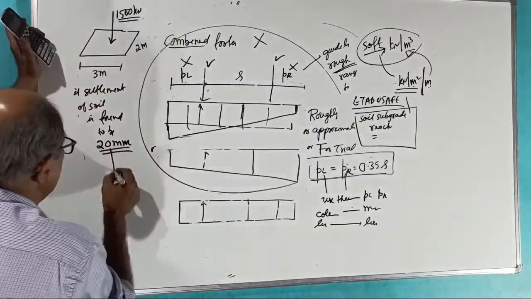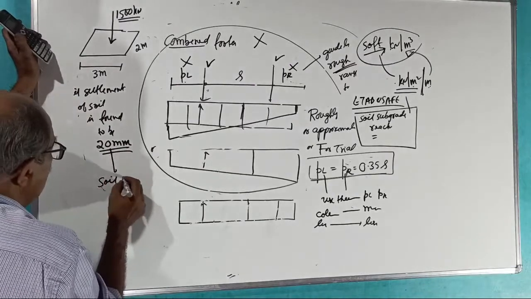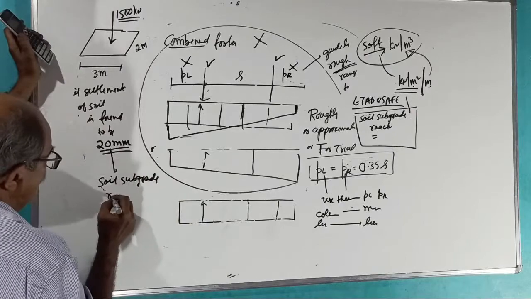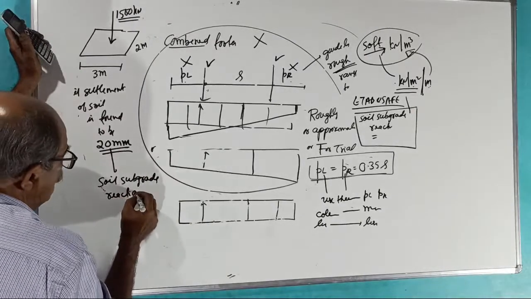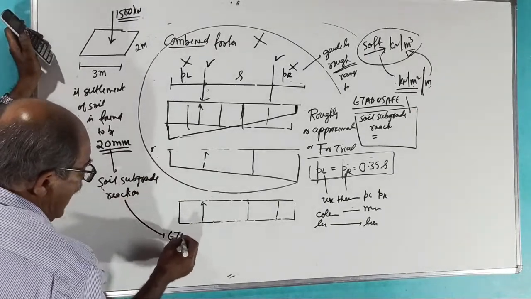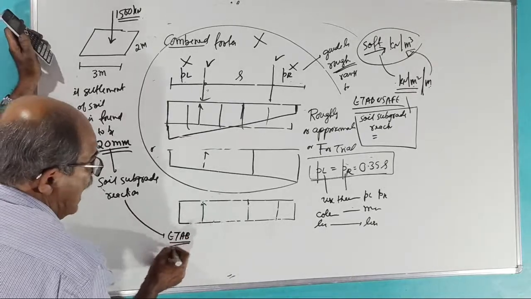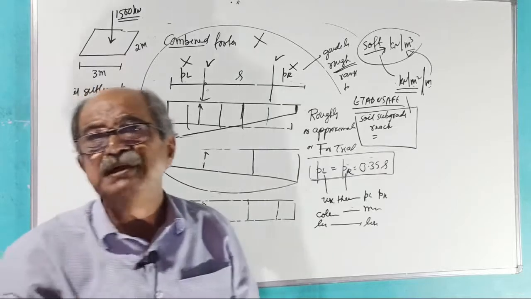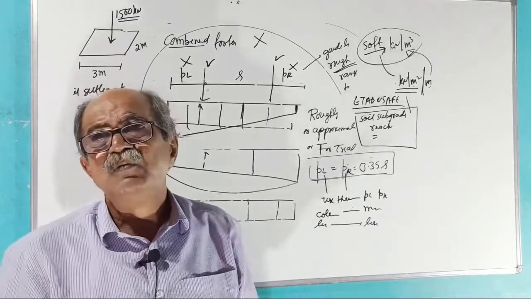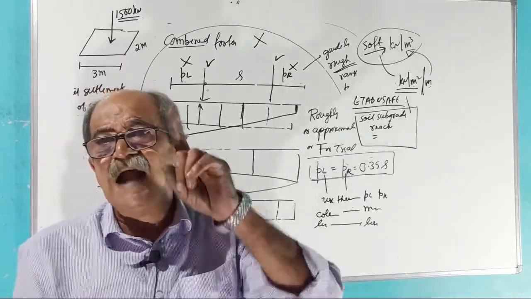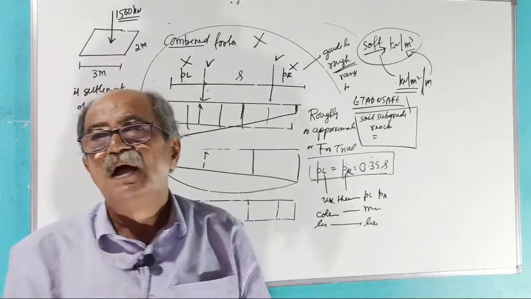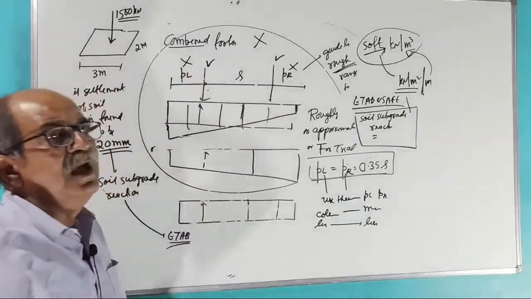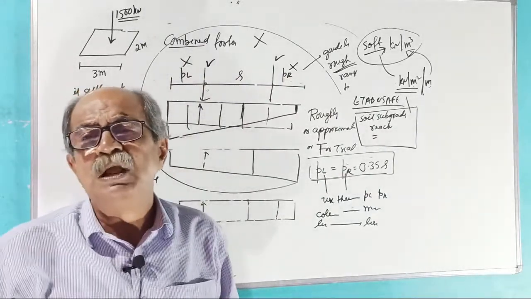You tell me what is the soil subgrade reaction. Remember, this is required only for the ETABS batch, not for the RCC batch. Why? It is only when you find the pressure by software; otherwise we don't consider it. But for those in the ETABS batch, I will tell at that time how much value people usually give.